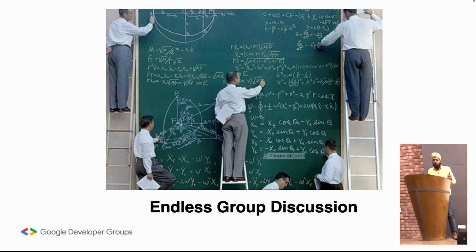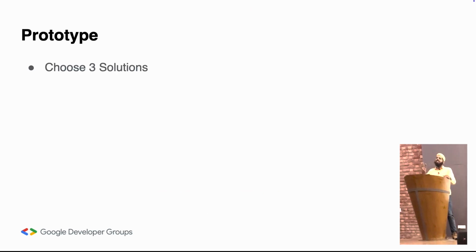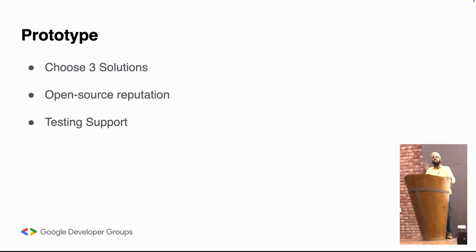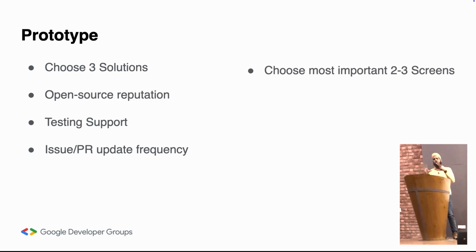And how do you do a prototype? First, choose any 3 state management solutions by their open source reputation: how frequently they get updated, who the author is, how the code base is, and how the testing support of that state management solution is. If an issue or PR has been created on the GitHub repo, does it get resolved? Does it get merged? How frequently does that happen? Because it basically tells you the health of that package, that they are actively focusing on improving it.